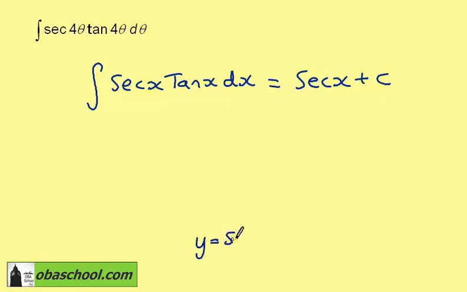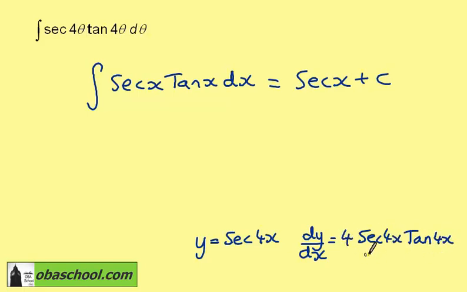We also know that if y is sec 4x, then using the chain rule, dy/dx is sec 4x tan 4x multiplied by the differential of the inside function, which is 4. So we've multiplied by 4. We know that integration is the reverse process, so we're going to divide by the differential of the inside function.